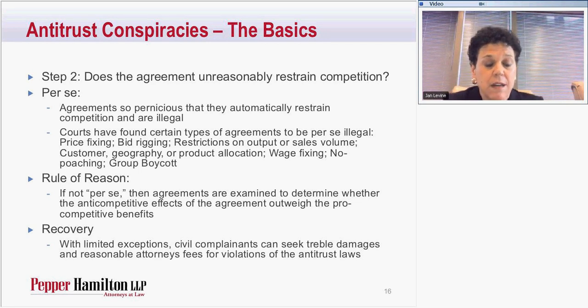In many cases, however, I think most cases, are decided under the rule of reason. If it is not per se, then the agreements are examined to determine whether the anti-competitive effects of the agreement outweigh the pro-competitive benefits. And it becomes an evidentiary issue. If you're in the rule of reason, you can bring in the evidence of the pro-competitive benefits. And on recovery, with limited exceptions, civil complainants can seek treble damages and reasonable attorney's fees for violations of the antitrust laws. Now we have the basics down.